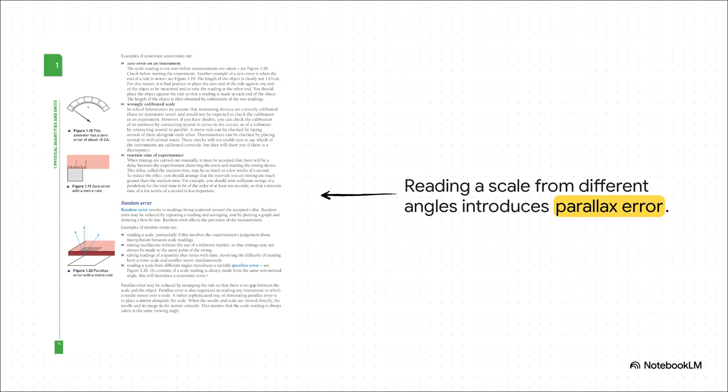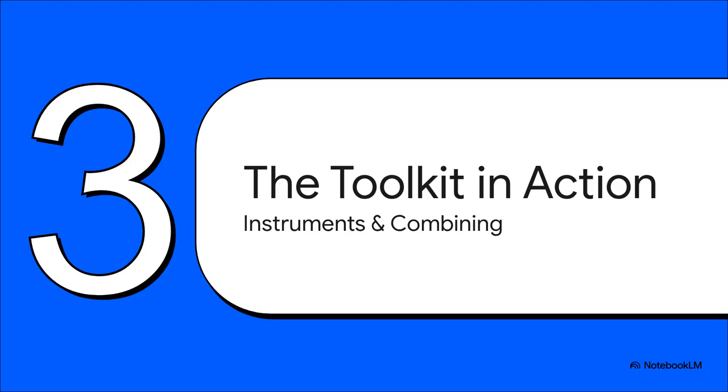If your head is in a slightly different position for each reading, you're going to introduce that unpredictable scatter. So, now we can speak the language. We know what accuracy and precision are, and we can diagnose the two main types of errors. It's time to put all that knowledge into action.